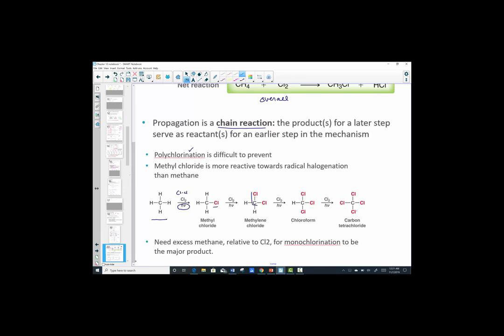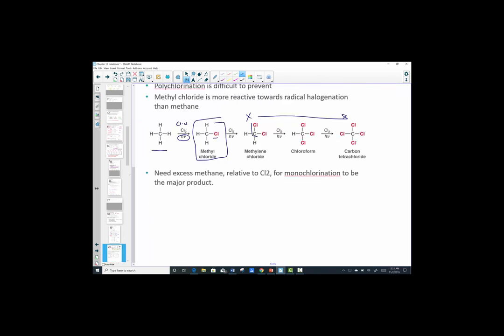So how do we control this? It's very difficult. So if we say we want to produce just methyl chloride and stop the reaction from proceeding to keep going, the little trick is to just really use excess methane and small amounts of chlorine to encourage monochlorination. Excess methane and a very little bit of chlorine to stop the reaction with a single substitution there, although it's very difficult to control.